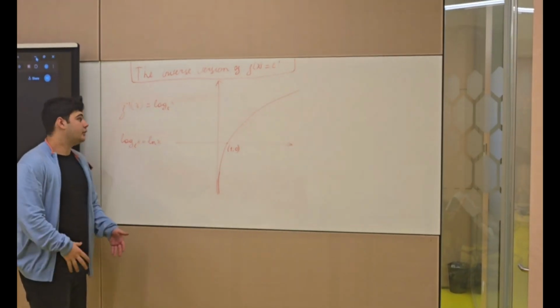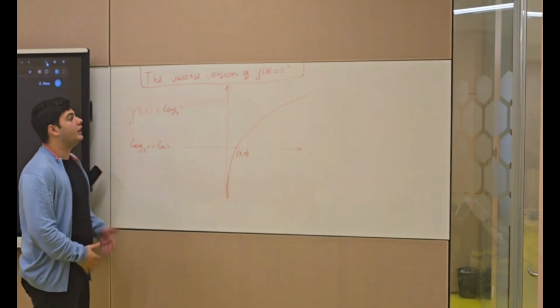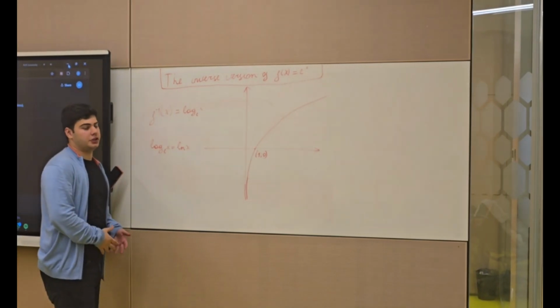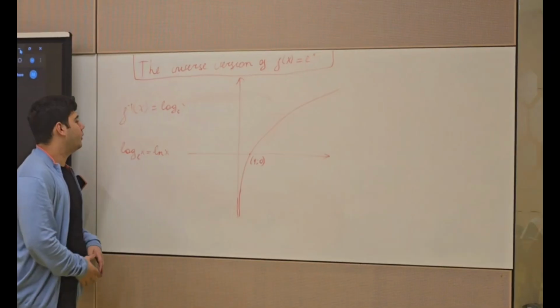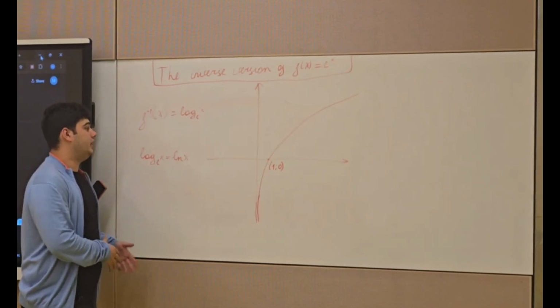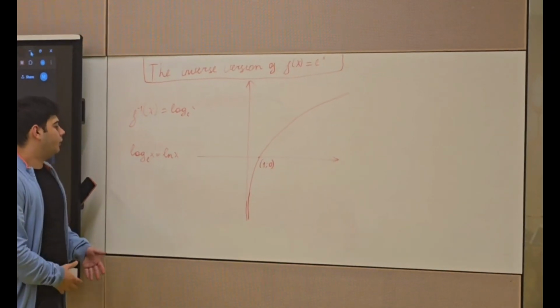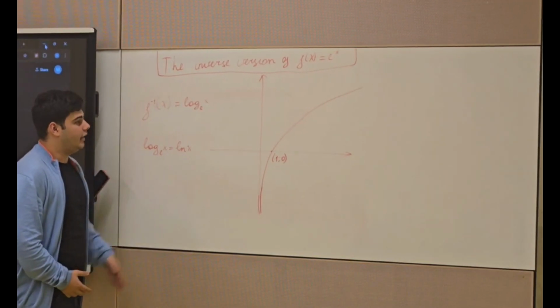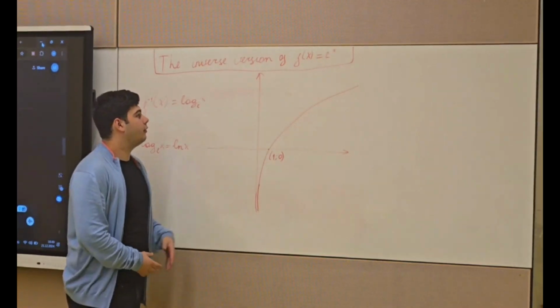So let's talk about the inverse version of f of x is equal to e to the power of x. And the inverse version of this function will be a logarithmic function. As you can see from there, logarithm of x to the base e. And we know from logarithmic rules that this function is equal to ln x. And you can see the graph of this function.